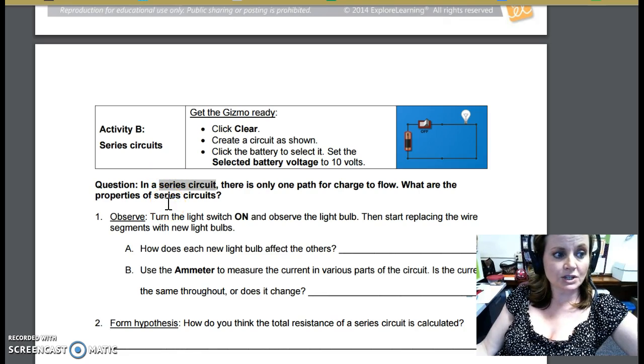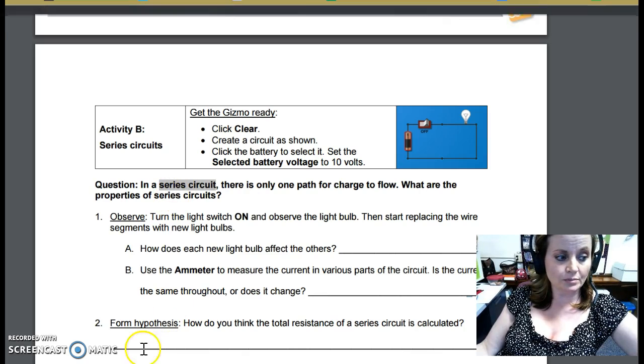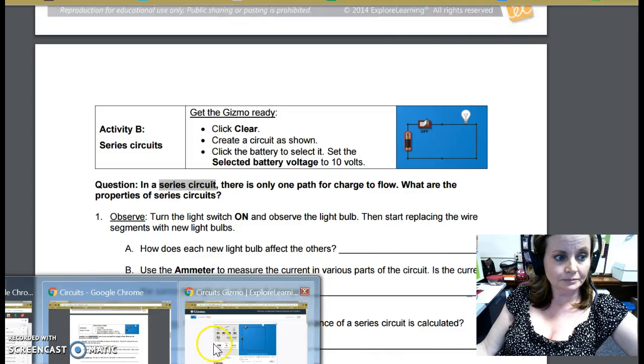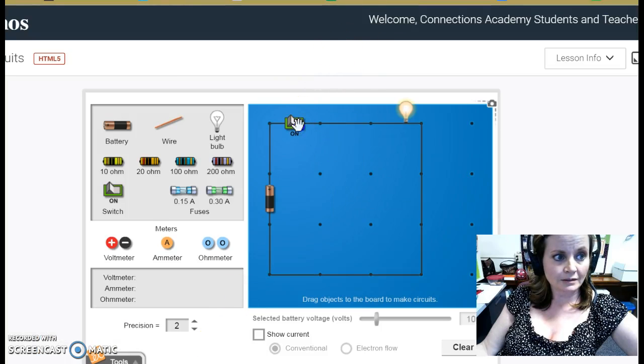Now it says turn the light switch on and observe the light bulb, and then start replacing the wire segments with new light bulbs. So basically, I'm going to turn this on, see the brightness of the light bulb, and then find out what happens to it if I add a second light bulb. I don't need to take the wire away. All I have to do is drag another light bulb over top, and it will replace it. So just add additional light bulbs and observe them and tell me, what do you see? Okay.